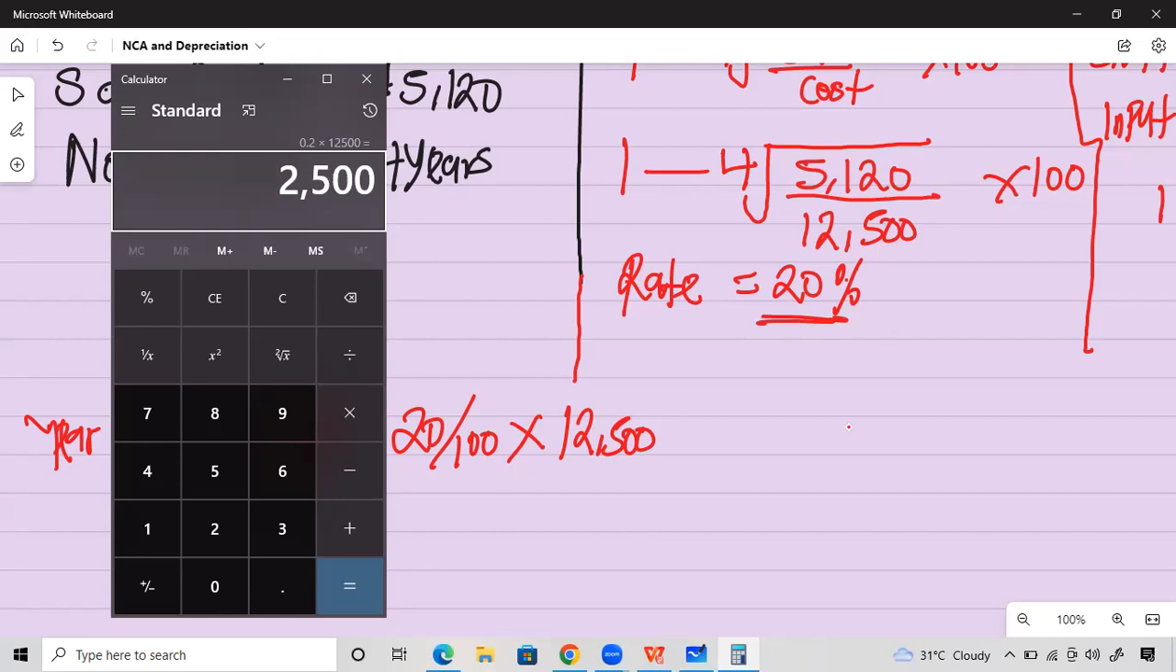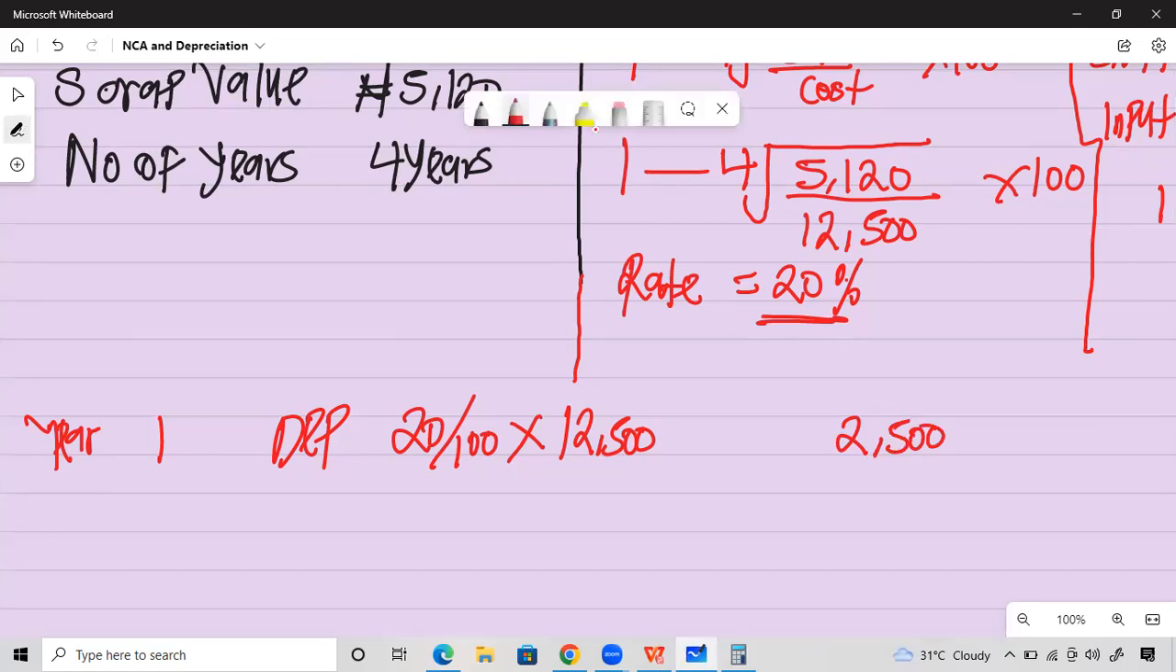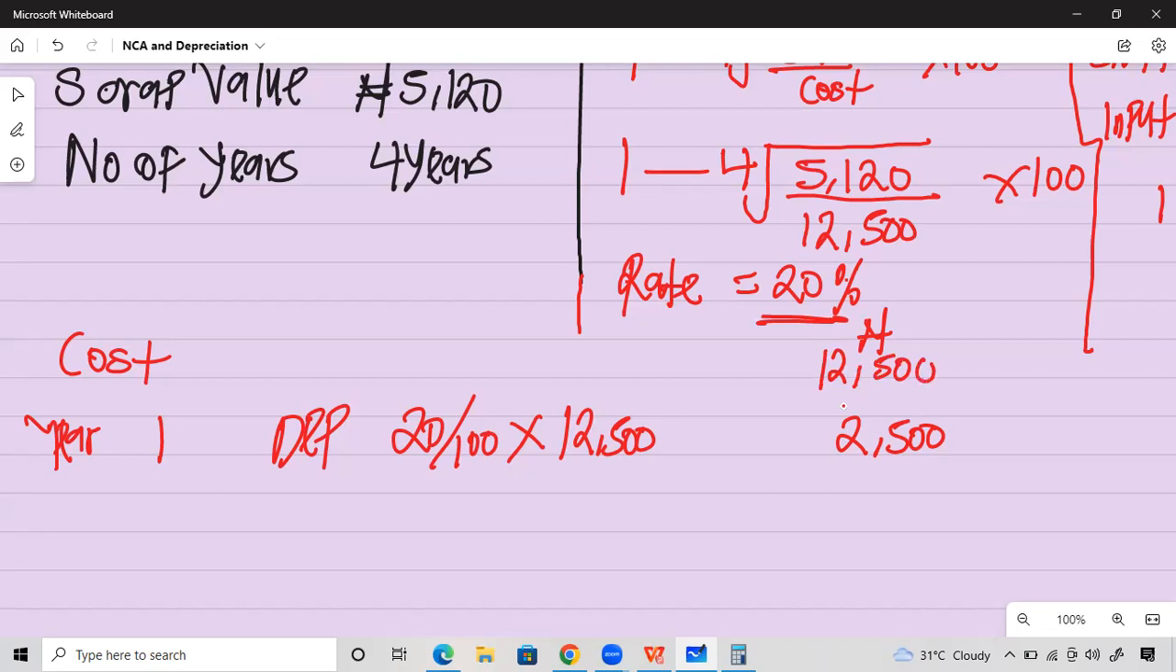You are going to have 2,500. So you write the 2,500 here. The first thing you need to do is put the cost at the top. Let me say this is the cost, and let's say it is in Naira. The cost is 12,500 minus this. That means the balance at the end of year 1 now is 10,000.